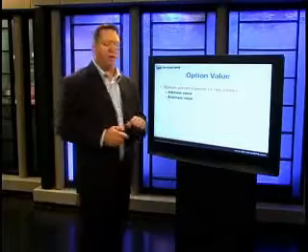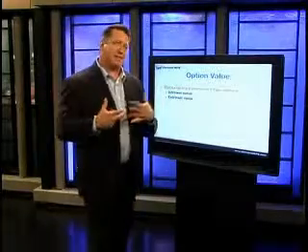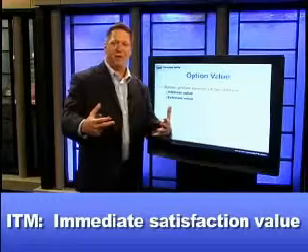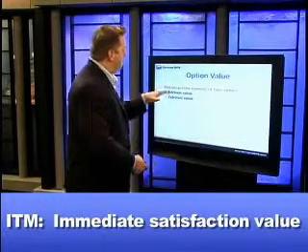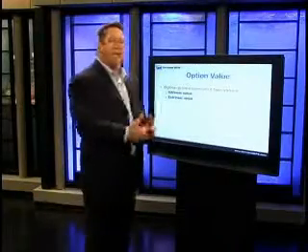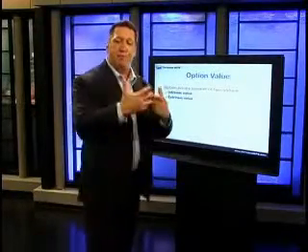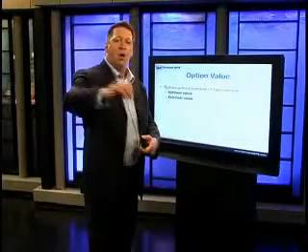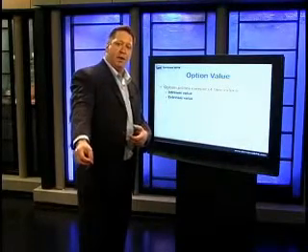That intrinsic value, if you want to think about it, is kind of like immediate satisfaction value. If I own the 25 calls with the stock trading at 30, I have the right to buy the stock at 25 while it's currently trading at 30. That means I could exercise my right, buy the stock at 25 through my call, and then go into the open market and sell it right away for 30. I would see a $5 value in that. There's real innate value in that.